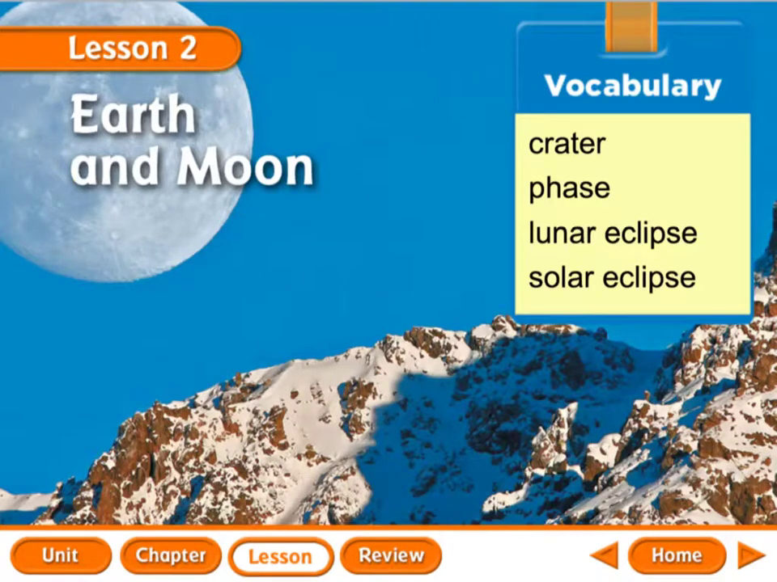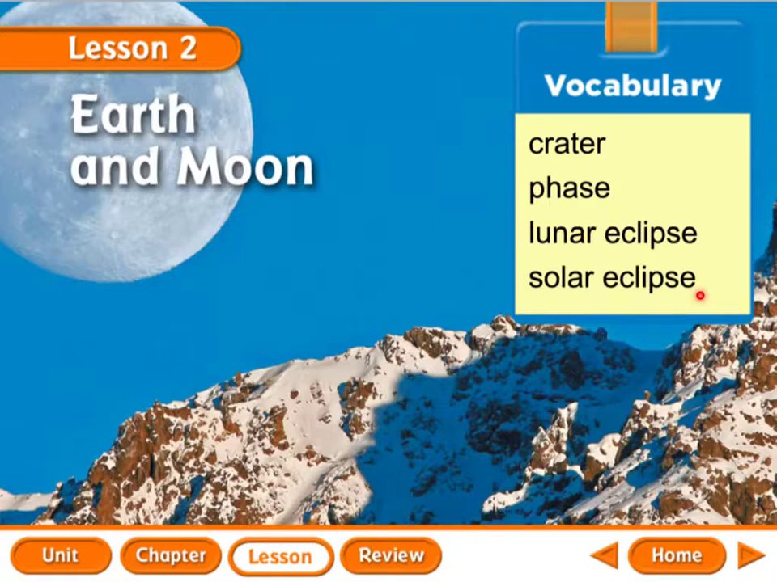This lesson is for 4th grade. It's Chapter 8, Lesson 2. This one's over Earth and the Moon. In this lesson, you'll hear the following vocabulary: crater, phase, lunar eclipse, and solar eclipse.